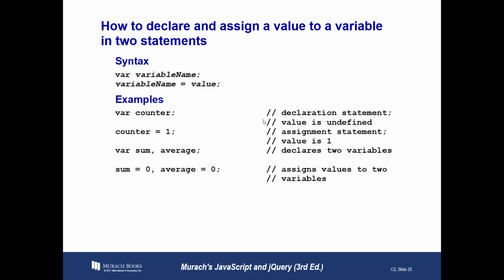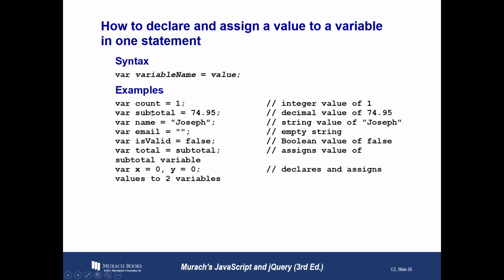When you create variables in JavaScript, you should always start with the word var. Now this is a variable declaration right here, var counter. This is a variable initialization, counter equal 1. You can combine those together to say var counter equal 1, which typically is what you're going to do. All right?